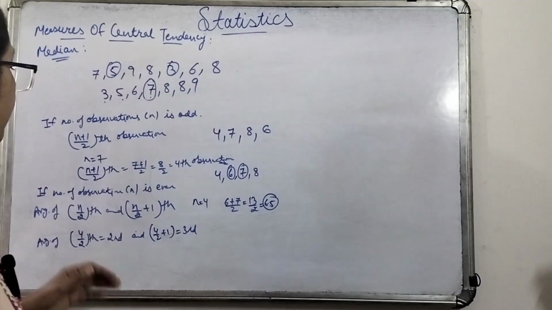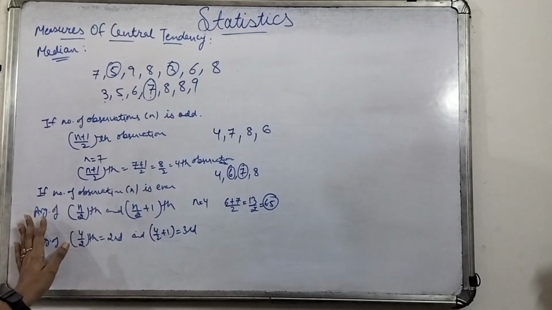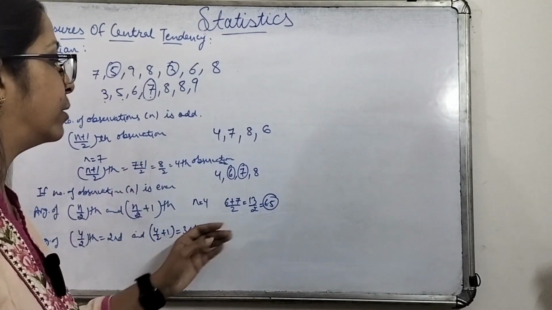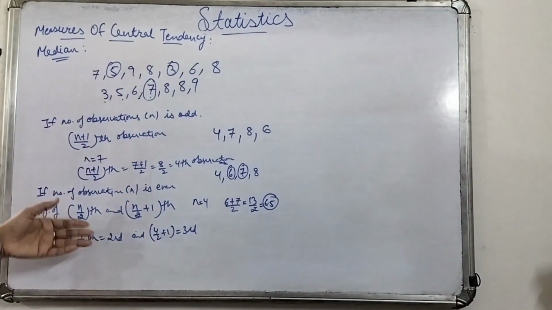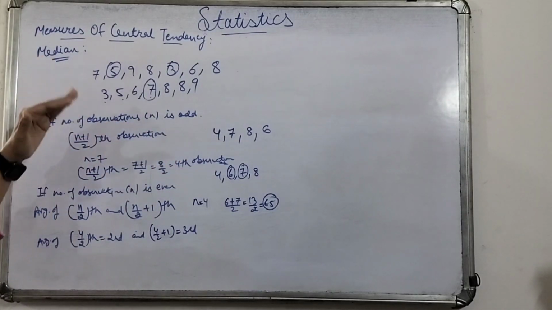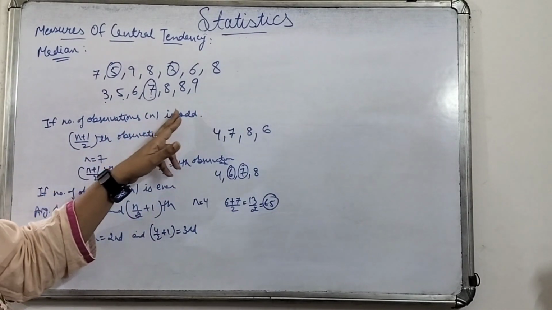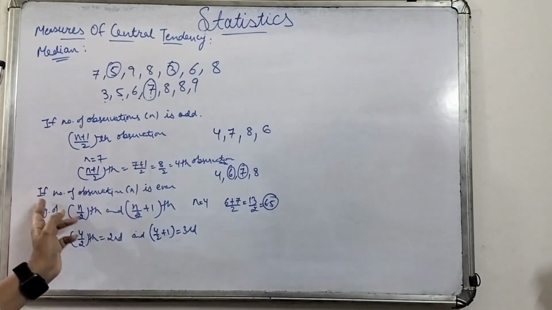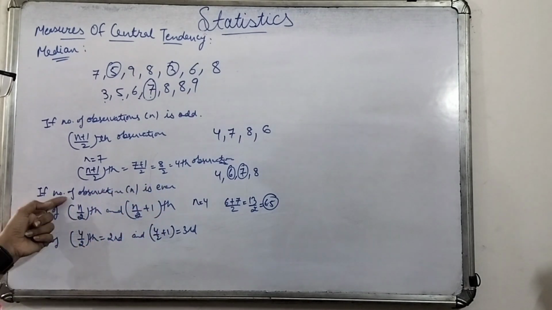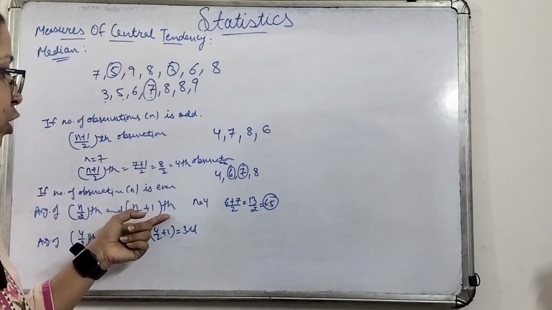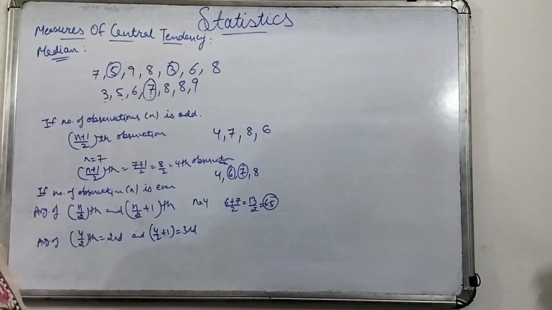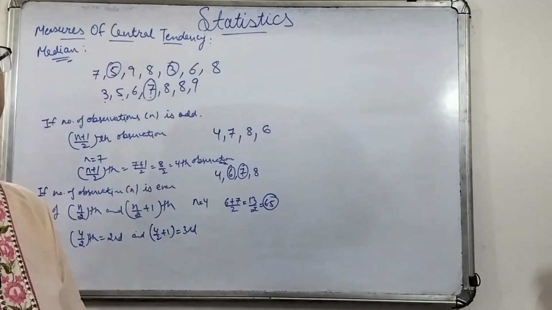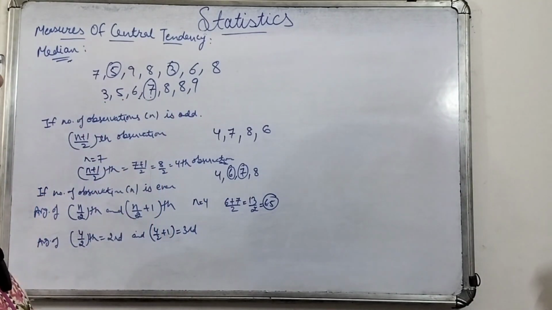So if the number of observations is even, in that case the average of the n upon 2th observation and the n upon 2 plus 1th observation will give you your median. Two cases will be there: either the number of observations will be odd or even. If the number of observations is odd, then the n plus 1 by 2th observation will be the median. And if it is even, the average of the n upon 2th observation and the n upon 2 plus 1th observation will give us the median. This is how we can find it out. But important is, first of all, we have to arrange the data in ascending order. This is to be done.